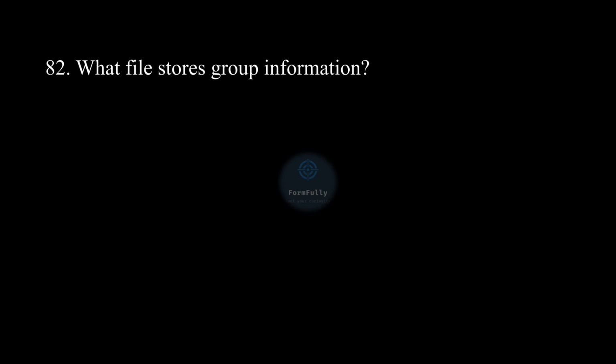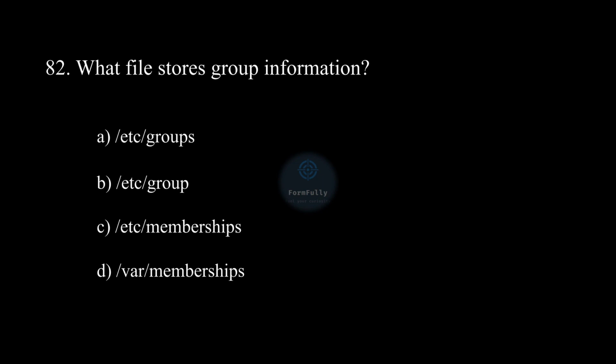What file stores group information? Options are as below. Among the given options, the option B is correct, that is /etc/group. This file holds details about groups in a Linux system, including group names, group IDs, and the list of users who belong to each group.